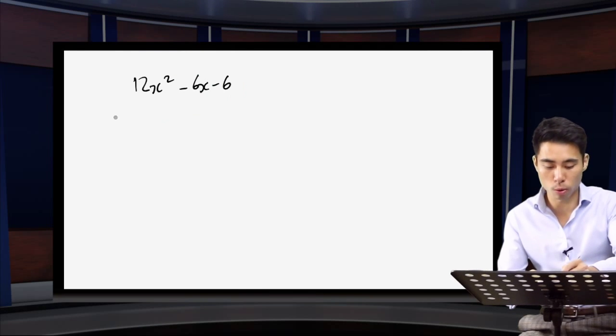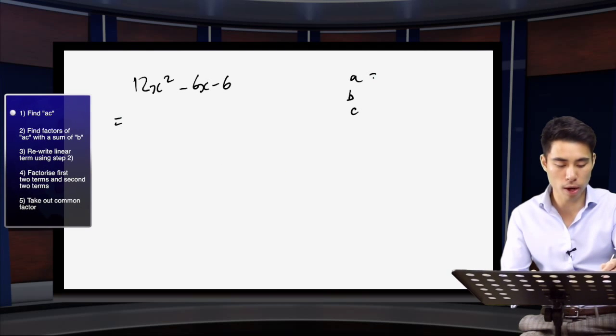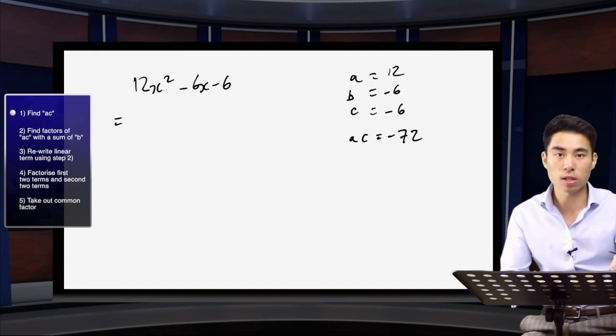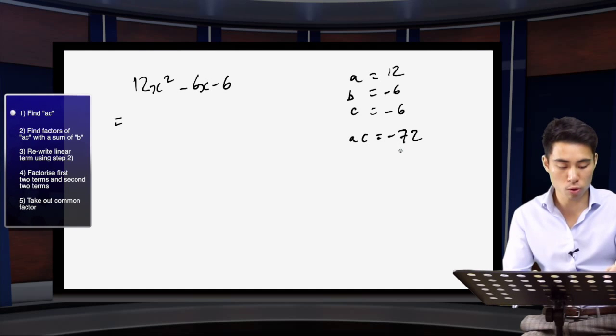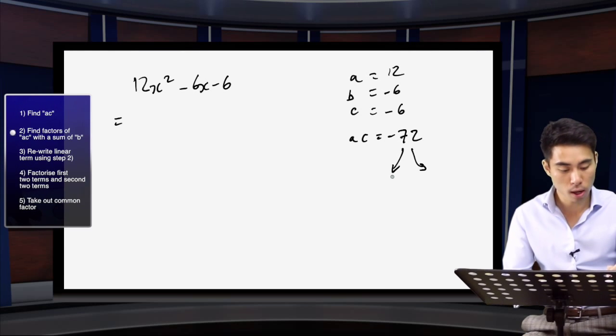If we follow our normal rules, first of all we need to find AC. So in this case A is 12, B is minus 6, and C is also minus 6. Our AC here is minus 72. Okay, step number 2, we need two numbers multiplied together, which gives me minus 72. Added together gives us our coefficient on x, so minus 6, which is our number for B, don't forget.